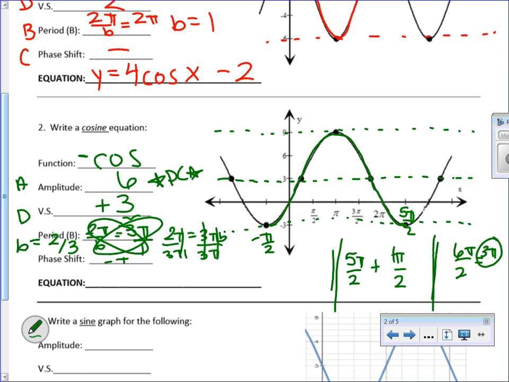-π/2, but when you write your equation, you're going to write +π/2. Good job. So now that I have all of that information, this is A, D, B, and the phase shift is C, so you can go ahead and write it.